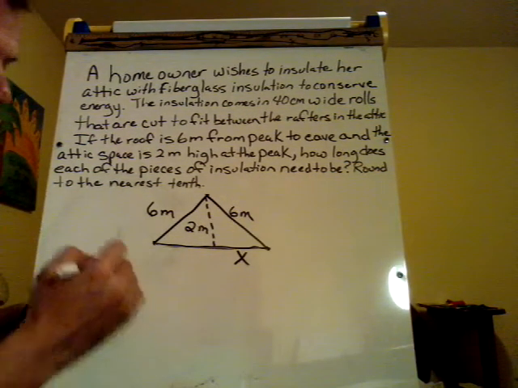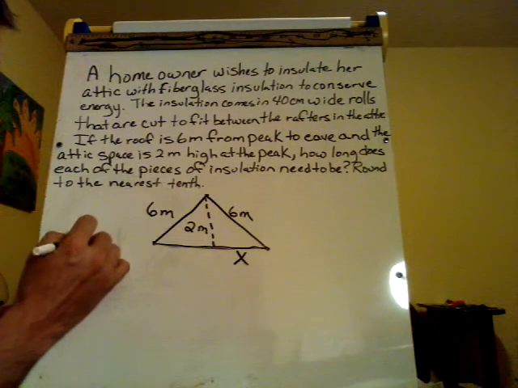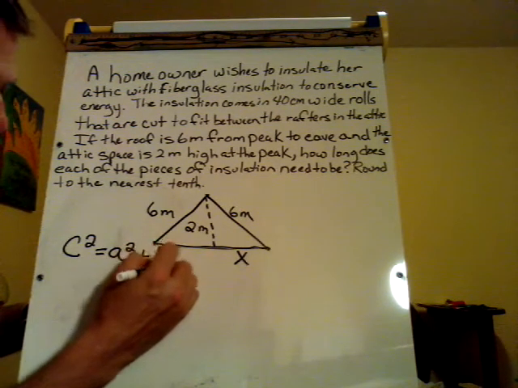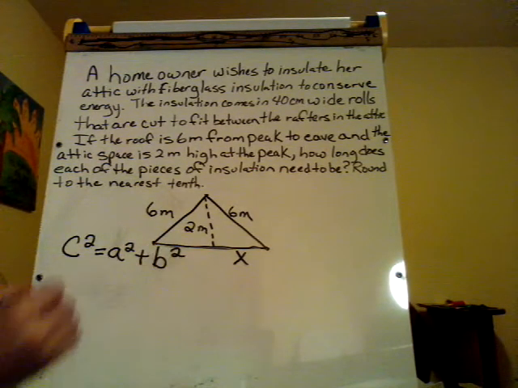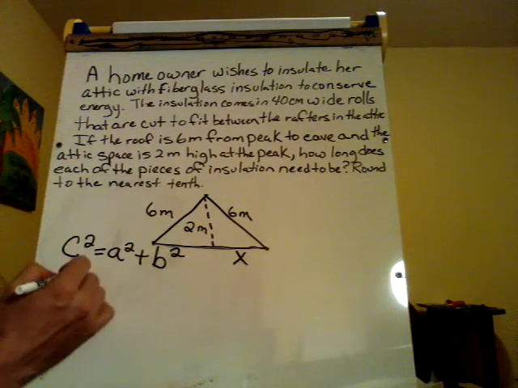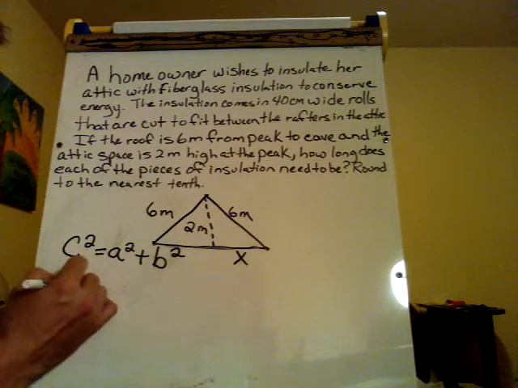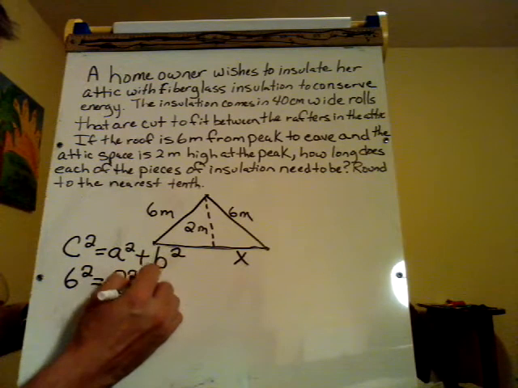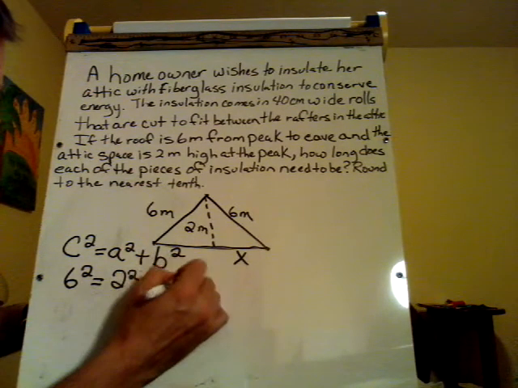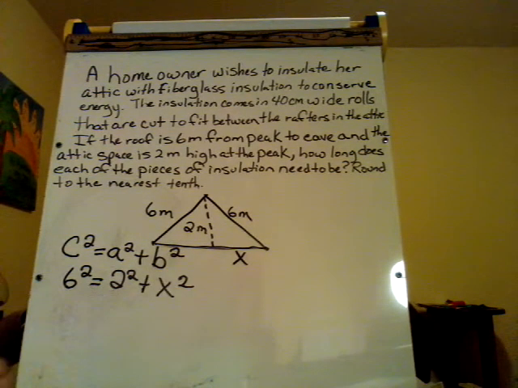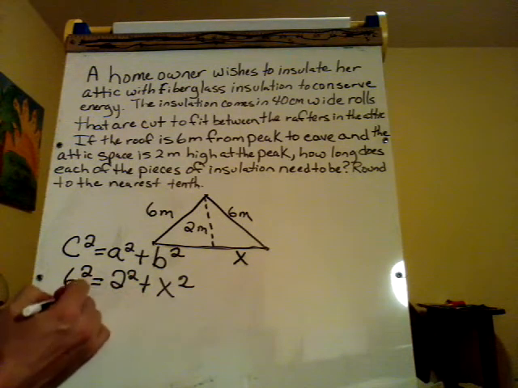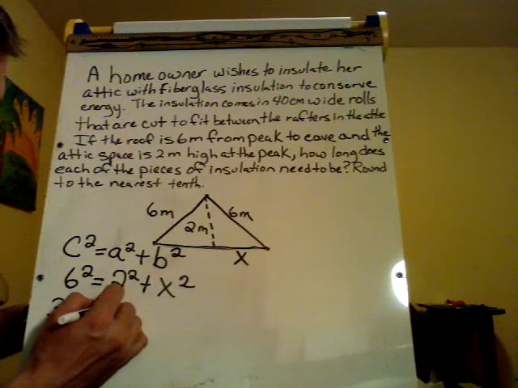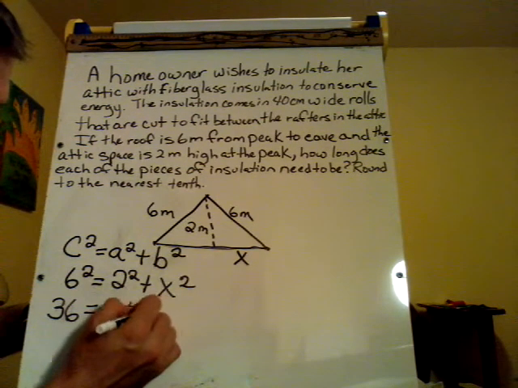So we know the Pythagorean theorem states that C squared equals A squared plus B squared. So we can use this formula and start filling in some of our numbers. We would put 6 squared equals 2 squared plus X squared. So now we can start solving this by order of operations, and we would have 36 equals 4 plus X squared.